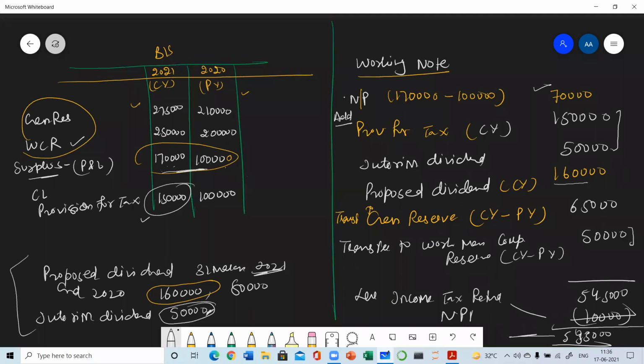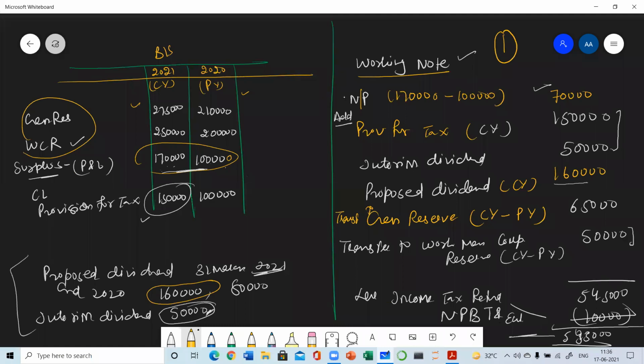NPBT, net profit before tax and extraordinary item. And now your working note is completed. And with this answer, you are going to start the main solution. This was just a working note. Clear? And while attempting the question in the examination, this working note will carry a complete 1 mark. Out of 6 marks, 1 mark you will get just by preparing this working note.